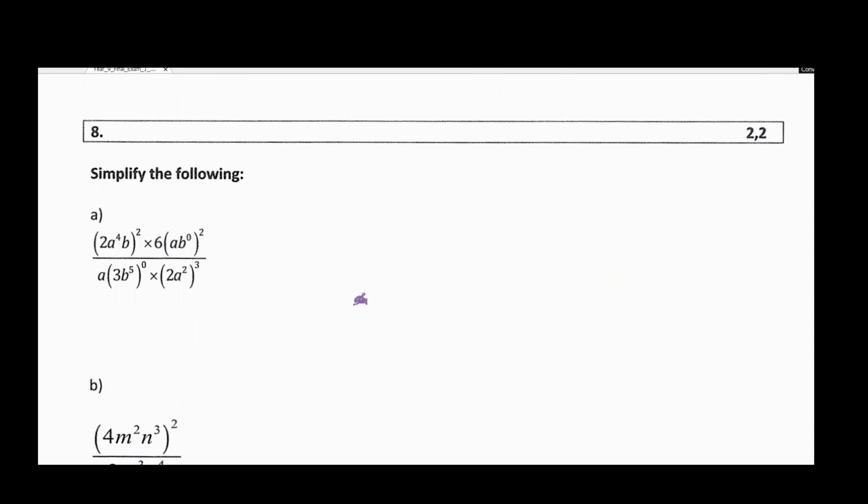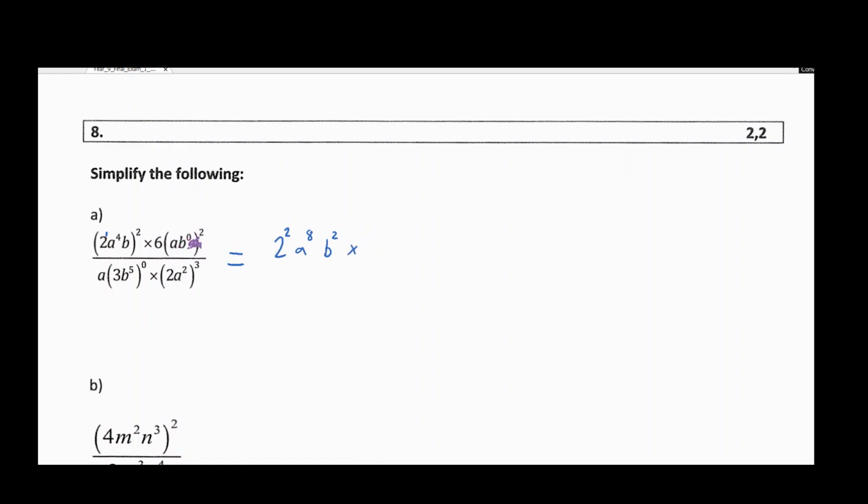Number 8, simplify the following. So we do the top bit first. Here we're going to have 2 squared, so that 2 is a 1 there. 1 times 2 is 2. Then we're going to have 4 times 2, that's a to the power of 8. Then b to the power of 2 times by.